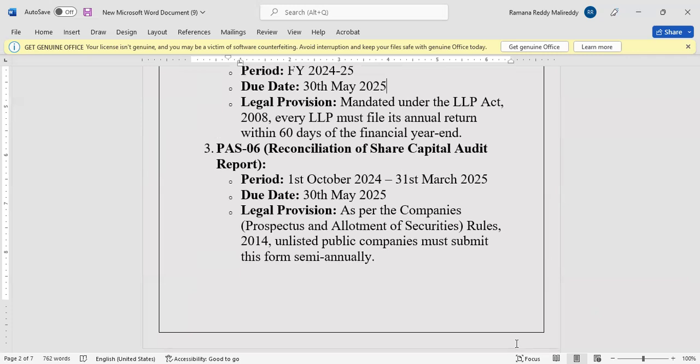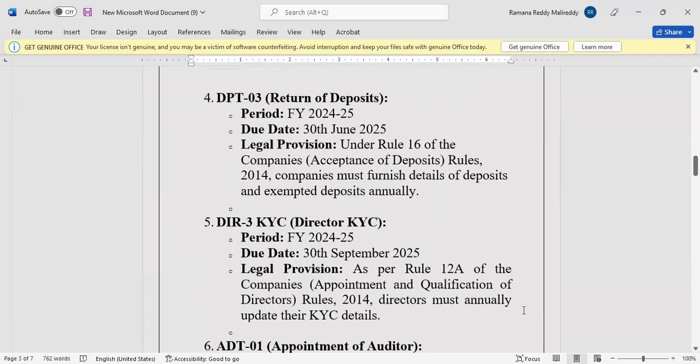Another form, deposits, DPT 3. This is the return of deposits. For the period financial year 24-25, the due date is 30th June 2025. The legal provision is under Rule 16 of the Companies (Acceptance of Deposits) Rules. Companies must furnish details of deposits and exempted deposits annually. This is the annual return, DPT 3, for the financial year 24-25, due date 30th June 2025.